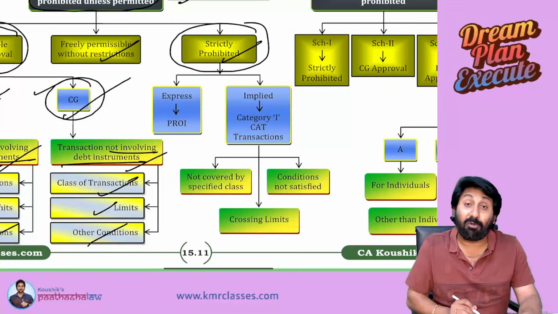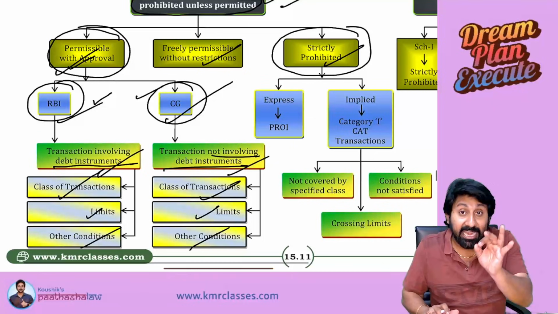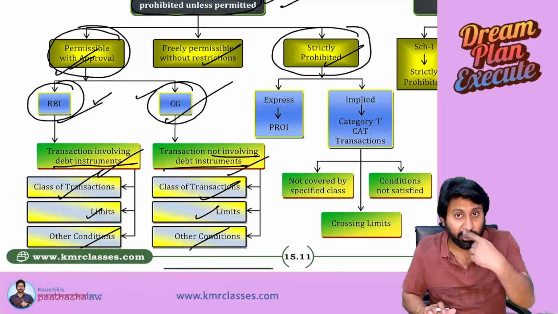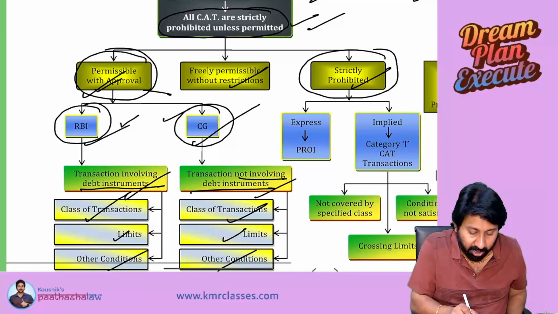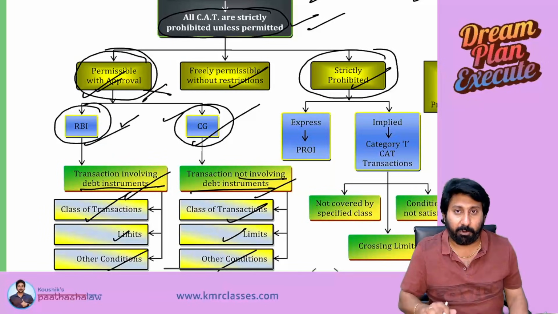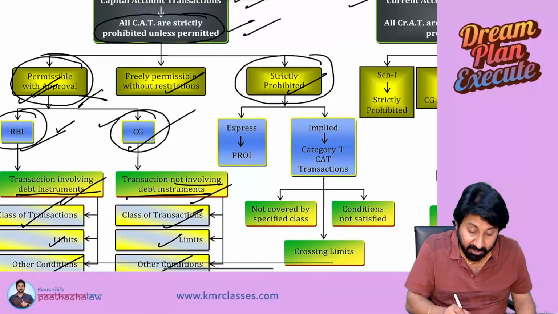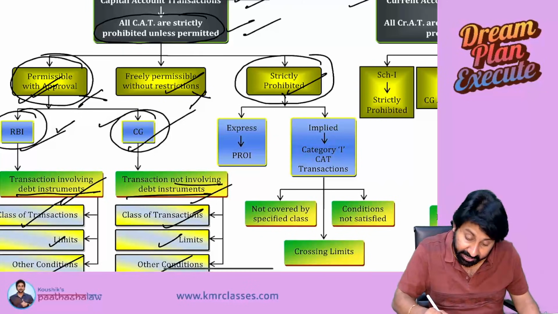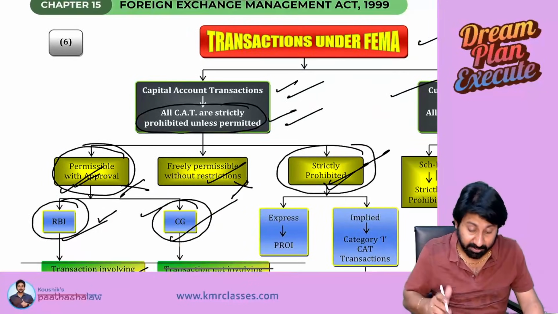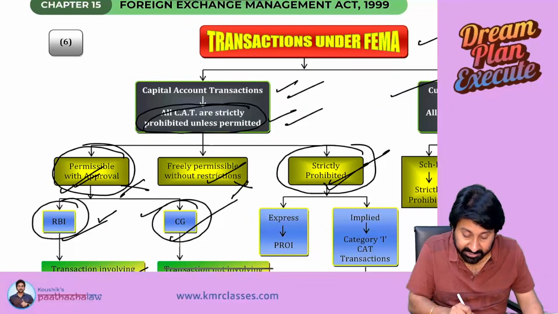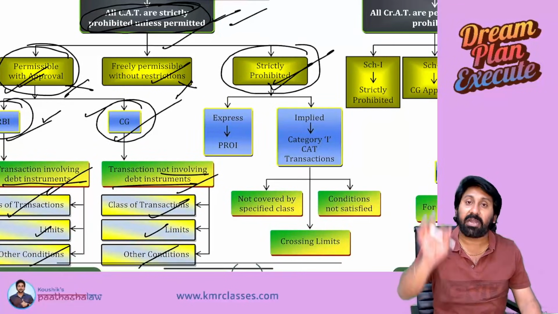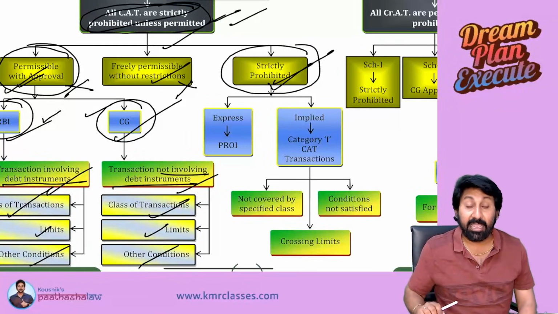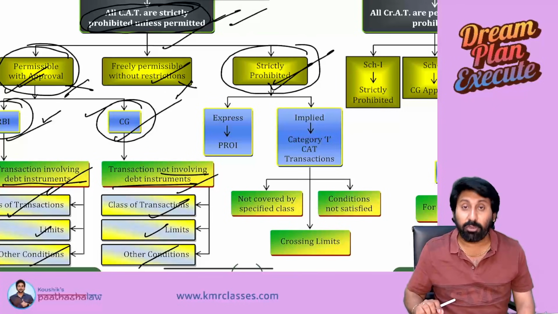Strictly prohibited. What are strictly prohibited? Listen to my words, any capital account transaction that is not falling under permissible with approval, that is not falling under freely permissible, automatically will fall under strictly prohibited. That's why all capital account transactions are strictly prohibited unless permitted. So strictly prohibited again two types. Number one, express prohibition. Number two, implied prohibition.